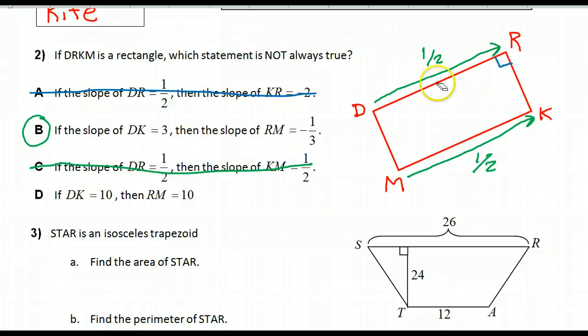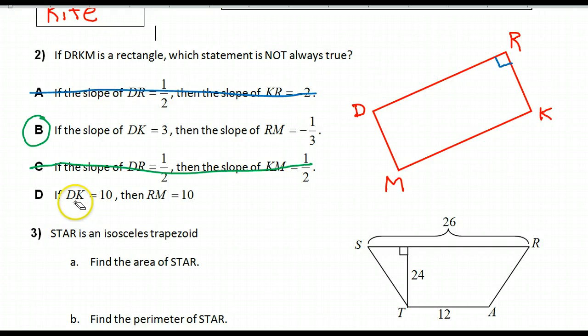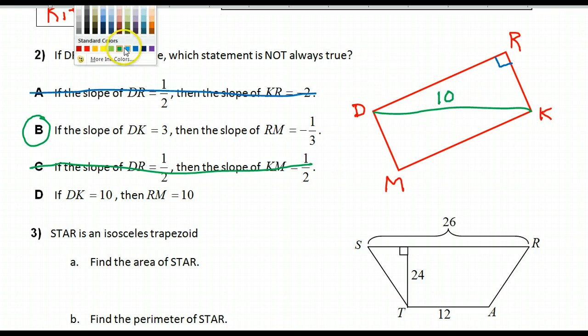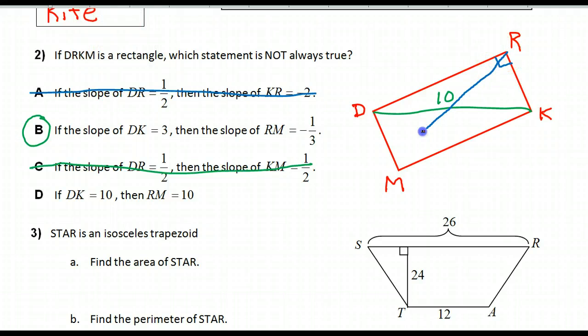And just glancing at the last one, if DK is 10, then RM is 10. Well, yeah, that is the one special property of a rectangle. The diagonals are always congruent, and these are the diagonals, so they will always be congruent. So that's why D was not the answer. Okay, so that's how you do number 2.